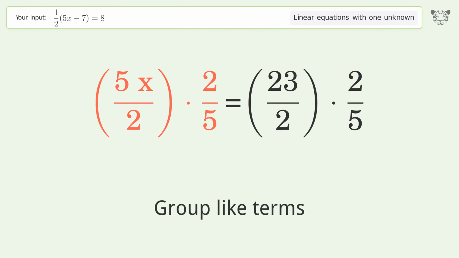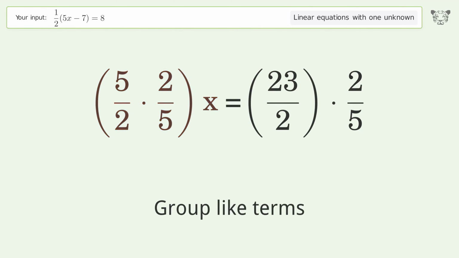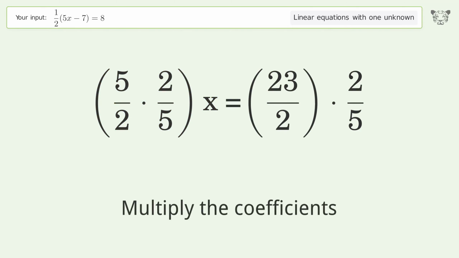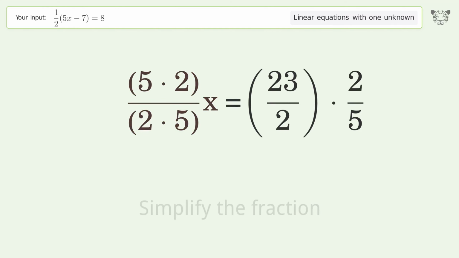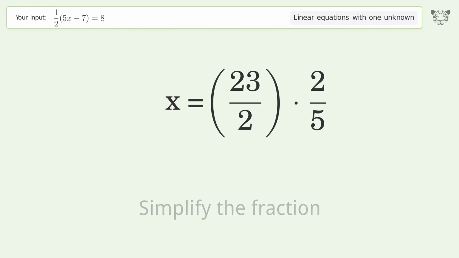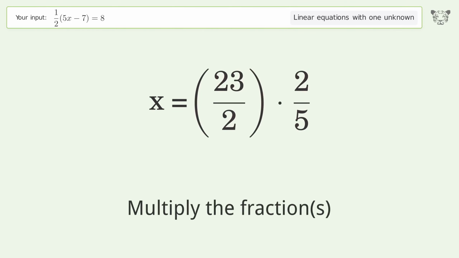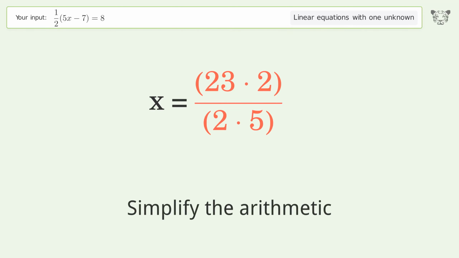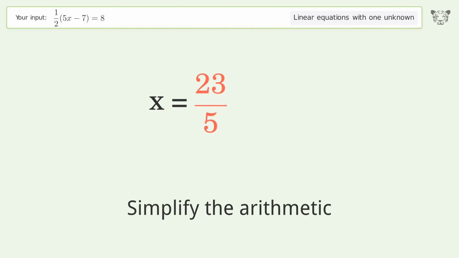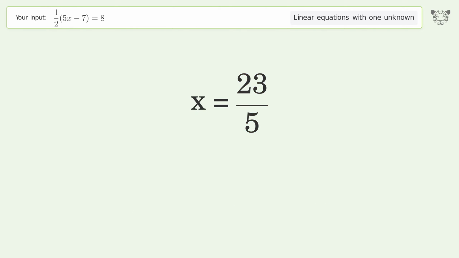Group like terms. Multiply the coefficients. Simplify the fraction. Multiply the fractions. Simplify the arithmetic. And so the final result is x equals 23/5.